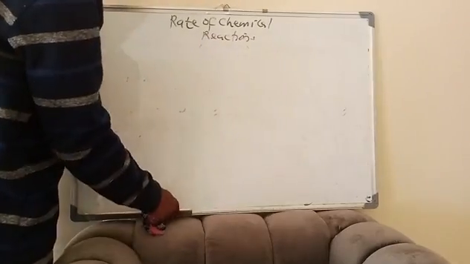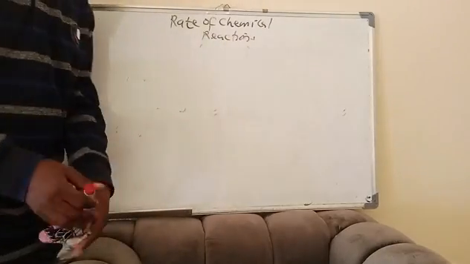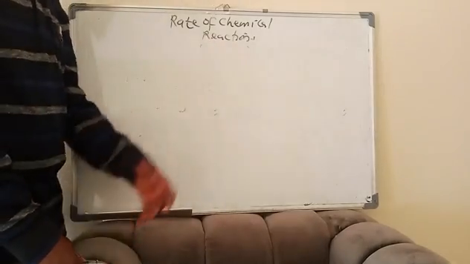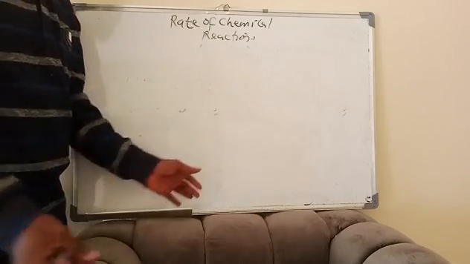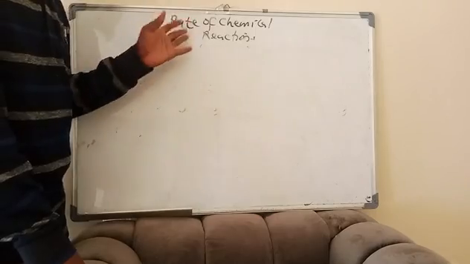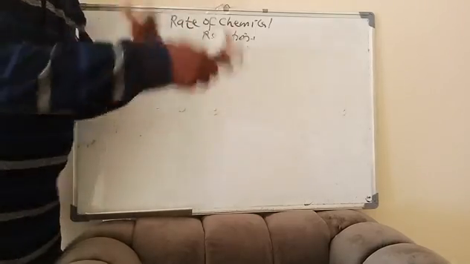We are talking about rate of chemical reaction. We're talking about how fast a reaction proceeds. A reaction can be very slow, it can be very fast. So how fast or slow is a reaction? It's what we call the rate of chemical reaction. So at what rate is the reaction occurring?